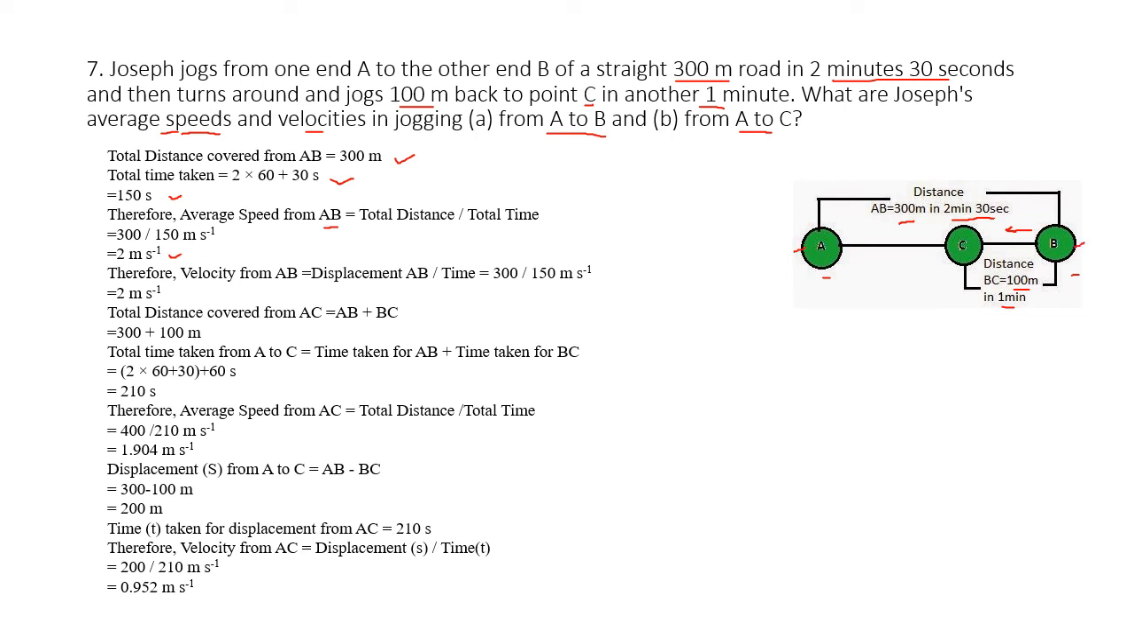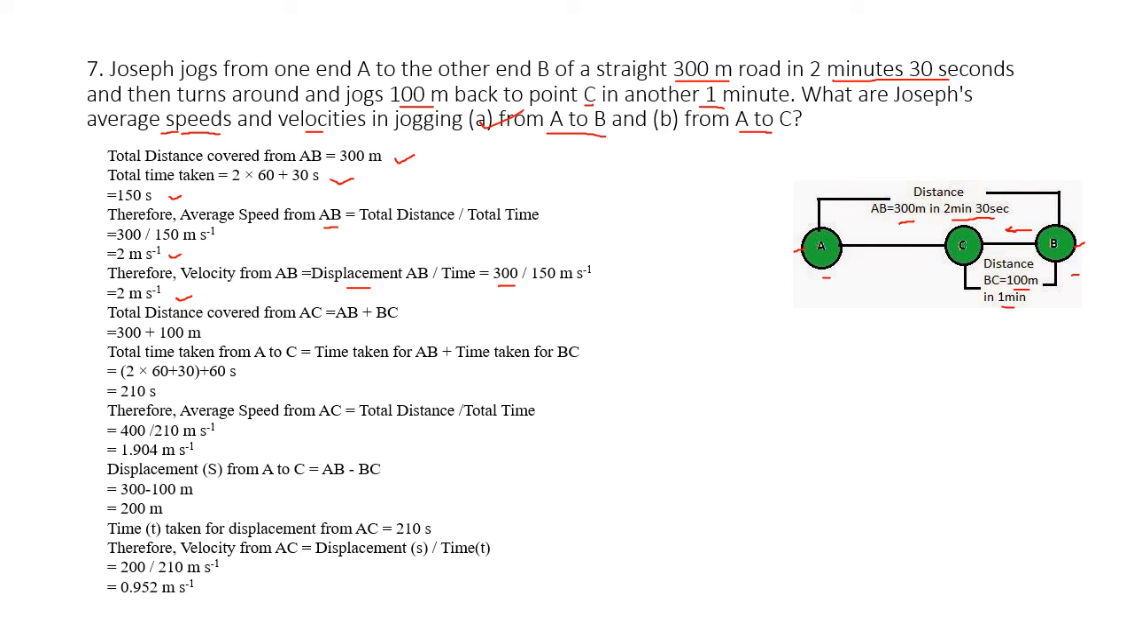And now the velocity from point A to B is displacement divided by time taken, because it is a straight line, no shortest path. So displacement is also 300, because whenever an object travels in a straight line, the displacement and distance are the same. So 300 divided by 150 is also 2 meter per second. So the velocity is also 2 meter per second between the point A and B. So your first subdivision got over.